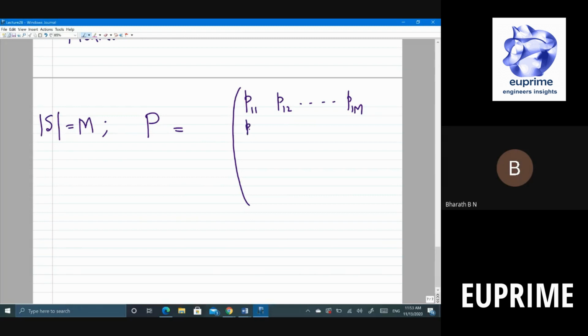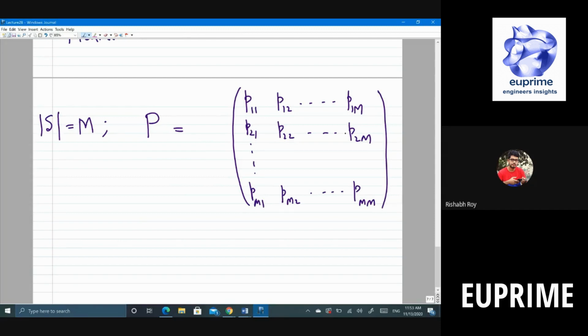So this will be P21, P22, etc., P2M, and so on, PM. So some of these elements of these rows should be zero, right? I mean, it cannot go to every state from one state. It can go to any state from one state, right? We will see that. We will study that in detail now.